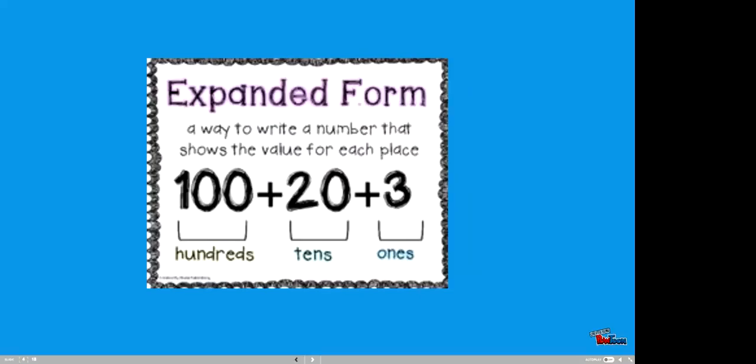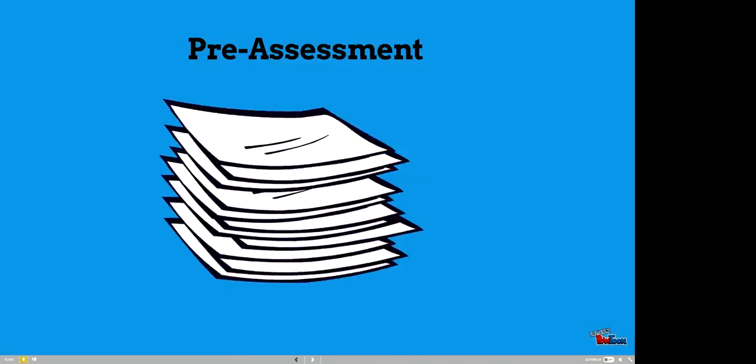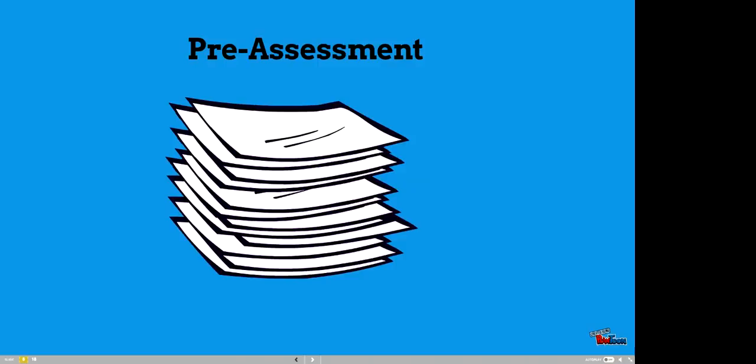As a pre-assessment, I would have the students have 5 minutes to write down 10 creative ways to make 101. And students should be able to include more facts than just 1 plus 1. So that's part of their pre-assessment.